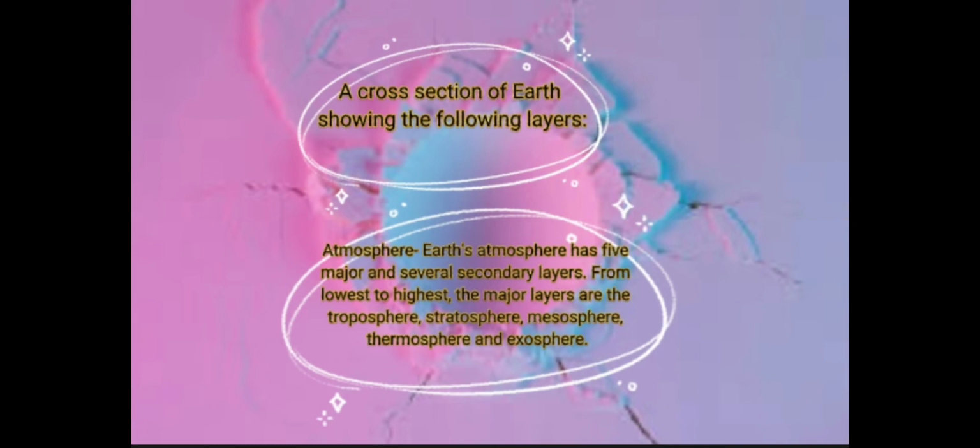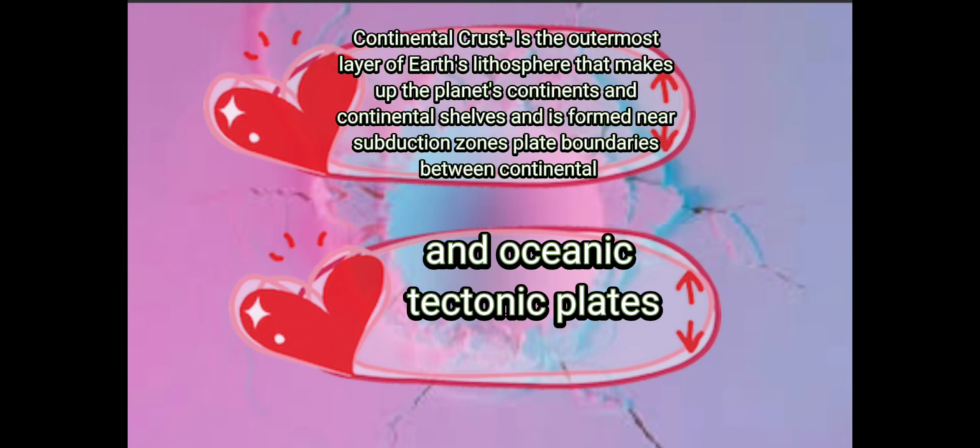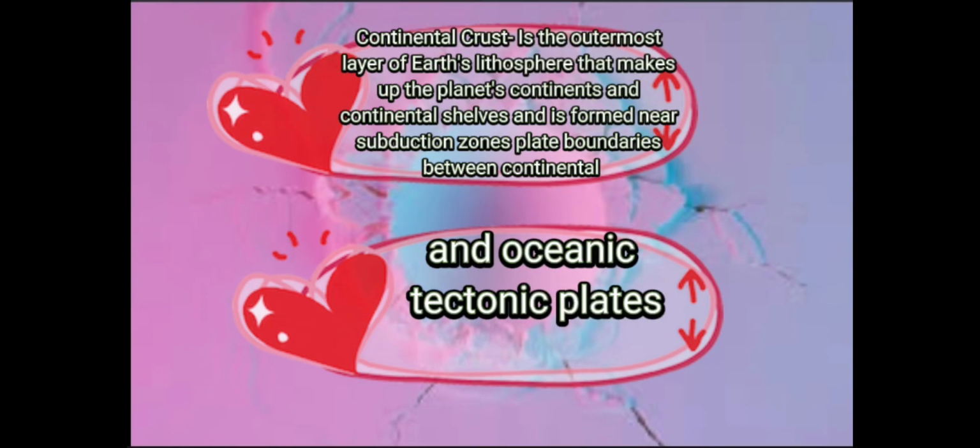Atmosphere. Earth's atmosphere has 5 major and several secondary layers. From lowest to highest, the major layers are the troposphere, stratosphere, mesosphere, thermosphere, and exosphere. Continental crust is the outermost layer of the Earth's lithosphere that makes up the continents and continental shelves, and is formed near subduction zones, plate boundaries between continental and oceanic tectonic plates.